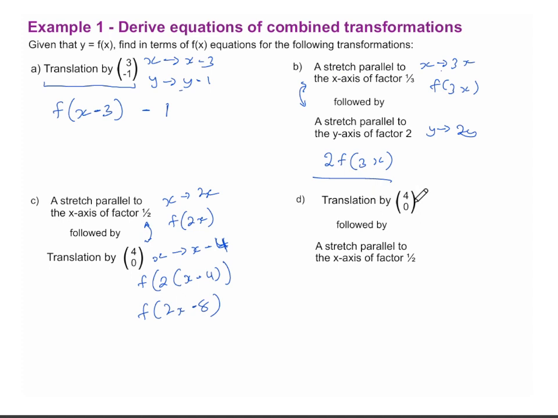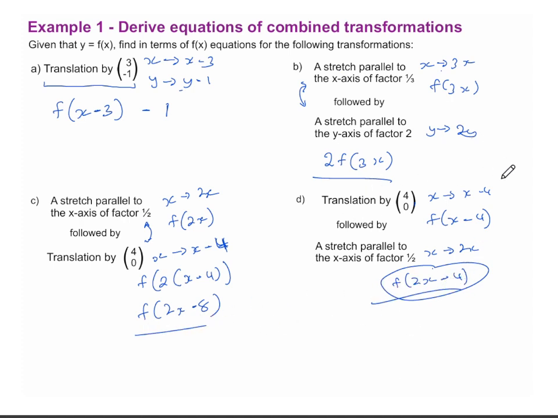And then finally, translation of 4 followed by a stretch. So firstly, x is becoming x minus 4, which means f of x has become f of x minus 4. Then what happens is your x is becoming 2x. So f of x minus 4 has become f of 2x minus 4. And this is what you get. So you see these are different, because as we did in the examples previously, the order matters, and there is the explanation for that.